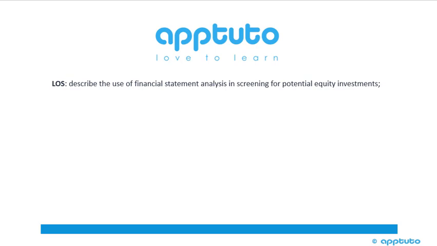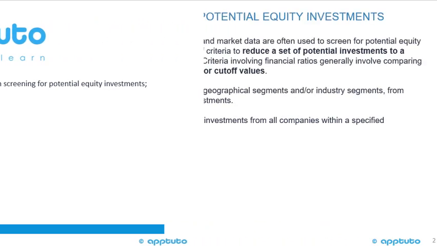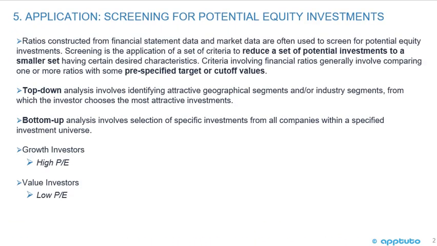This LOS is to describe the use of financial statement analysis in screening for potential equity investments. Continuing with financial analysis applications, now we're looking at screening for potential equity investments. Ratios constructed from financial statement data and market data are often used to screen for potential equity investments.